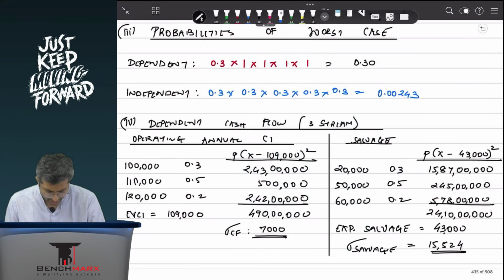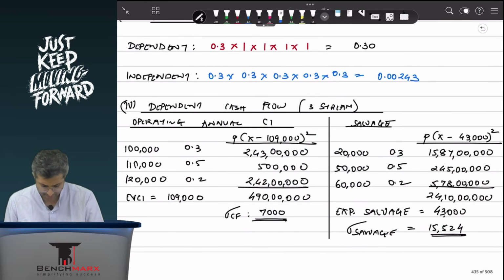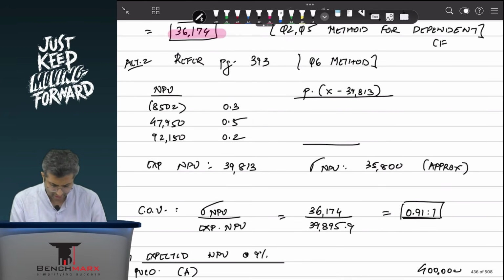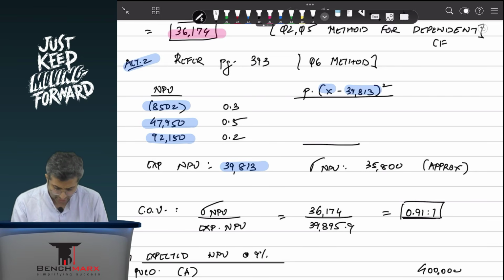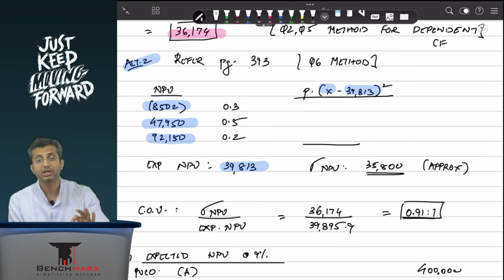Something similar to this. Over here, we have done this in 2 alternative methods. If you look at the first alternative, you will find the NPV of the worst case as 8,502, the best case is 92,150, and the middle case is around 47,950. If I find the weighted average, the expected NPV is around 39,000 and something, and I find the deviation, that is x minus 39,000, the whole squared into p, and you will get the standard deviation of NPV at approximately 35,800. This is a shortcut where you have 3 possibilities, you find the 3 NPVs exactly and find the deviation in that, like you do in portfolio.